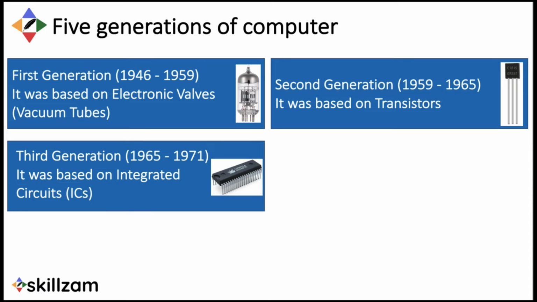Moving on to the third generation of computers, from 1965 to 1971. This generation was based on integrated circuits, that is ICs. By this phase, transistors were being miniaturized and put on silicon chips called semiconductors. This led to a massive increase in the speed and efficiency of these machines.